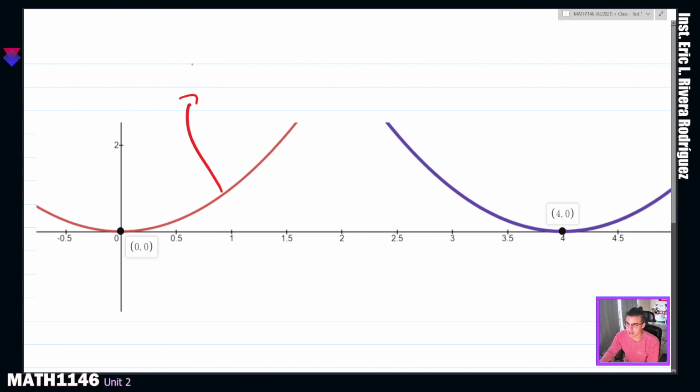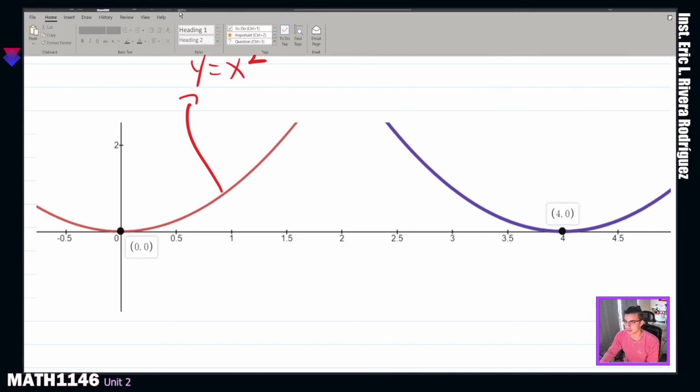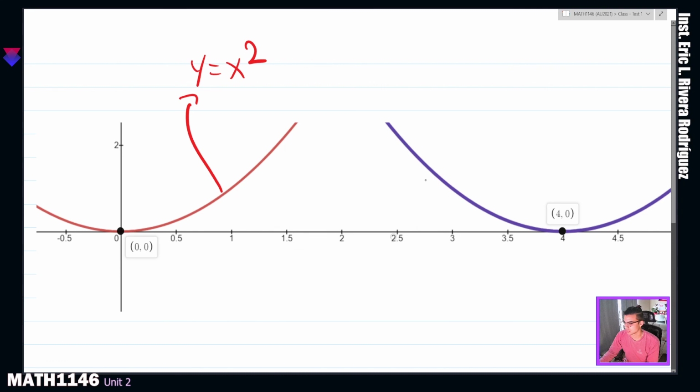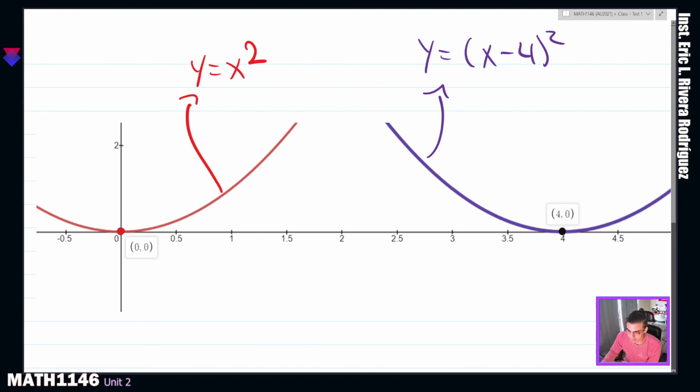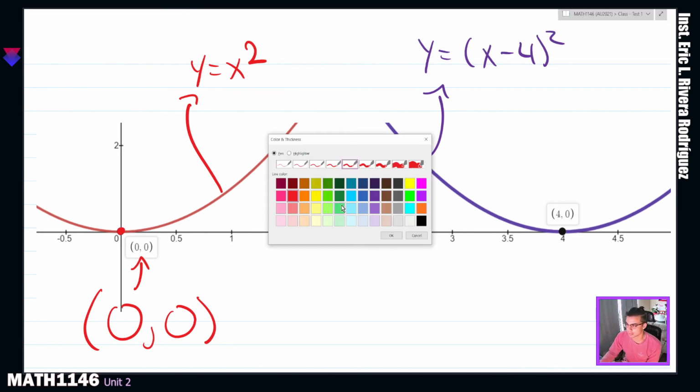The equation for this graph is y equals x squared, the parent function. The equation for this one is y equals (x minus 4) squared. This key point for the red one, I want you to focus on this point. I'm going to put it here bigger, 0 and 0, right? And then I'm going to do the same for the purple one.